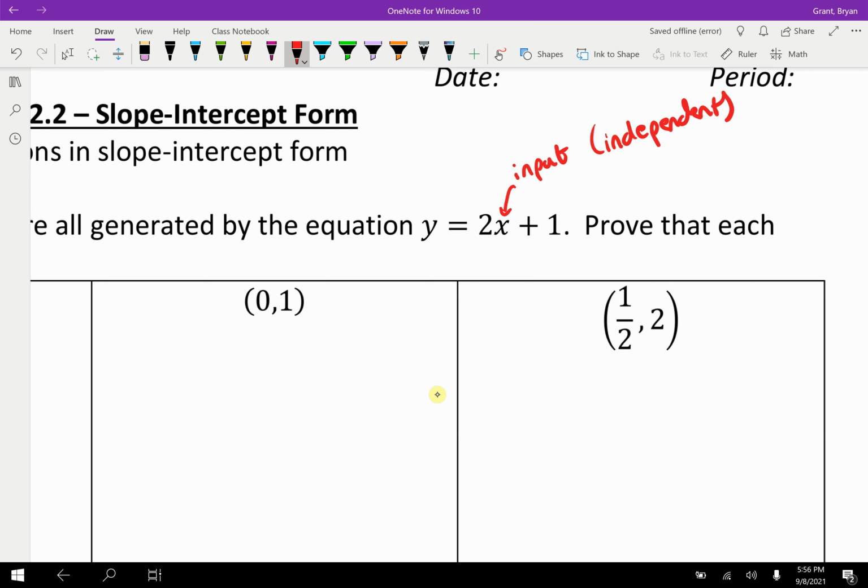If I wanted to put a 7 in for x, we could do that, or an 80 into x, that's fine as well. After everything happens to the x, again being multiplied by 2 and added by 1, then we get an answer, which is sometimes known as the output. The output is the dependent variable. It depends on what we input or substituted in for x.